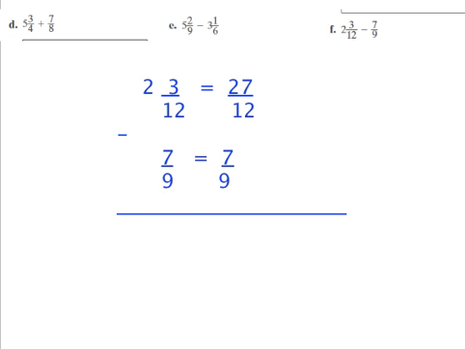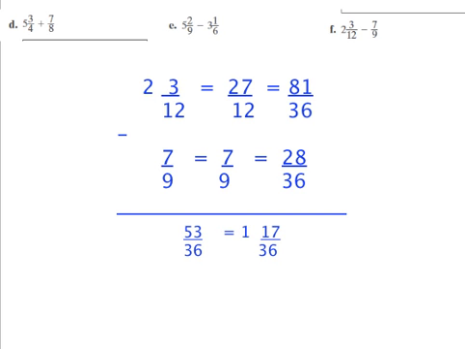We have to change 27/12 into something over 36. We're going to have to multiply 27 times 3. 27 times 3 is 81. 12 times 3 is 36. We have 81 over 36. 7/9, we have to multiply both by 4, so we end up with 28 over 36. Now we have 81 minus 28, which is 53 over 36. That can be simplified to 1 17/36.